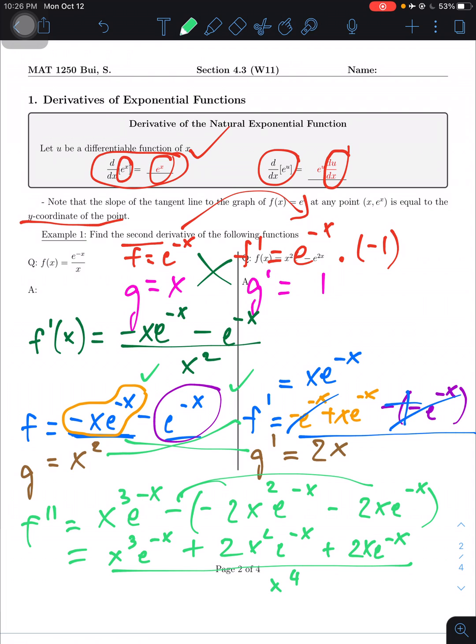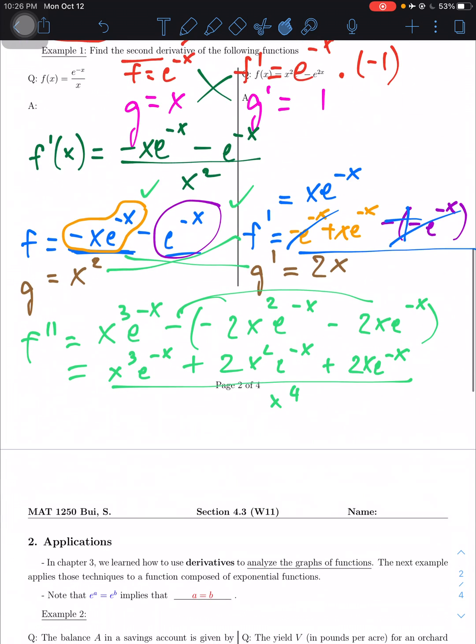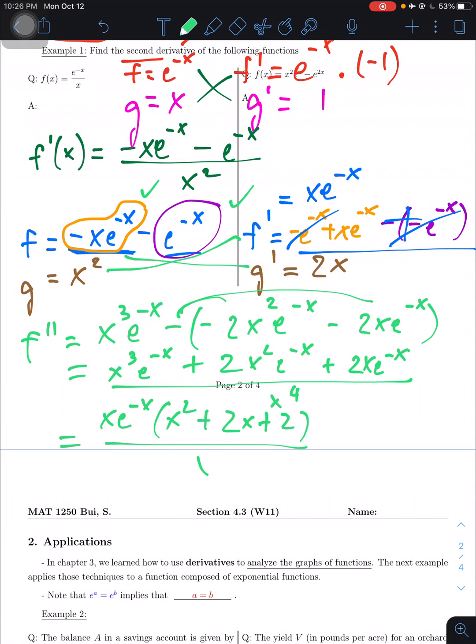Okay, and lastly in here, it looks like I can simplify some more. So let me go ahead and factor out an x and also an e to the negative x. So it's going to look like x and then e to the negative x. And then on the first term, I end up having x squared on the inside. Second term, I have 2x, and then we have a 1 for the last term. Or should I say a 2? And on the bottom, I'm still going to get x to the fourth.